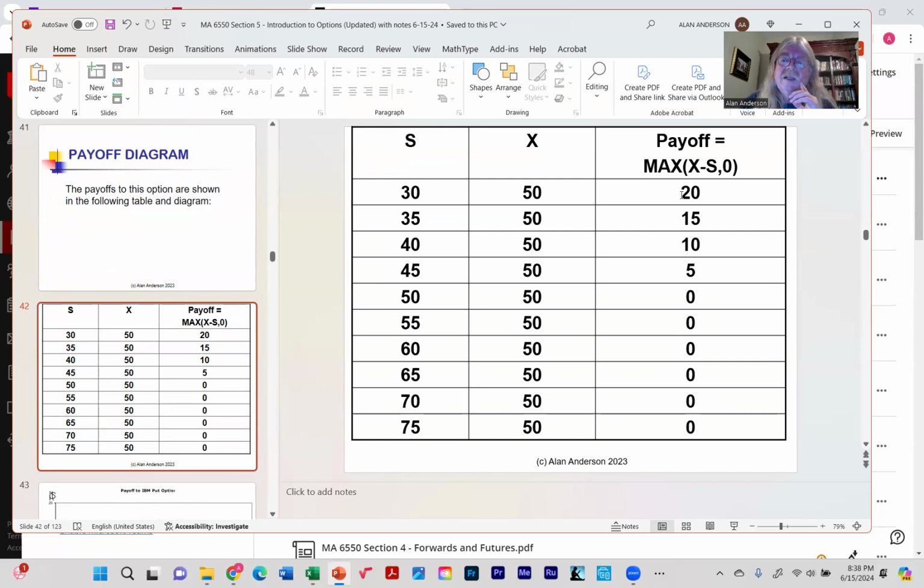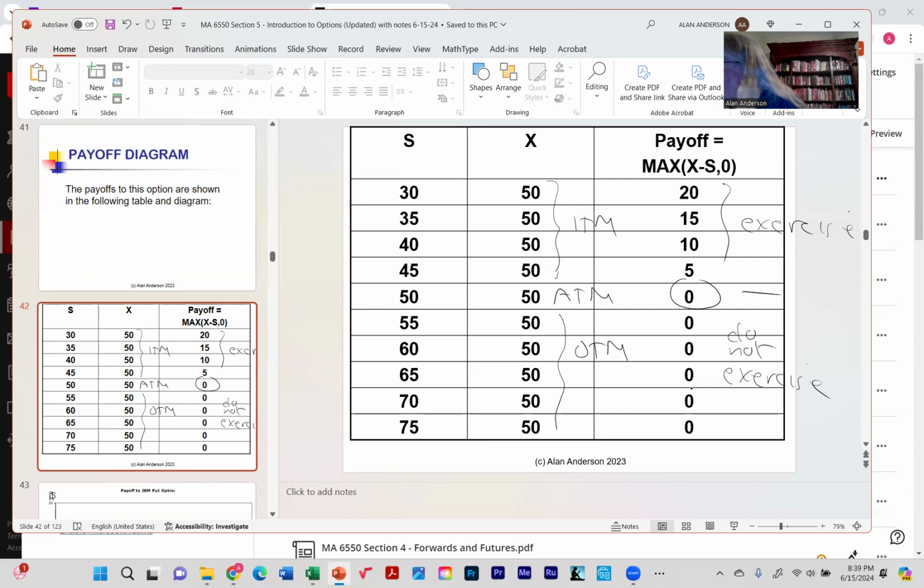Now you notice here we have our payoffs up here when the stock price is low. Because again, here we are in the money. Here we're at the money, so we're breaking even. And then here we're out of the money, and so down here, we are not exercising. Up here, we certainly do exercise. Here, it doesn't matter either way. You're still just breaking even. So what do you suppose the graph looks like?